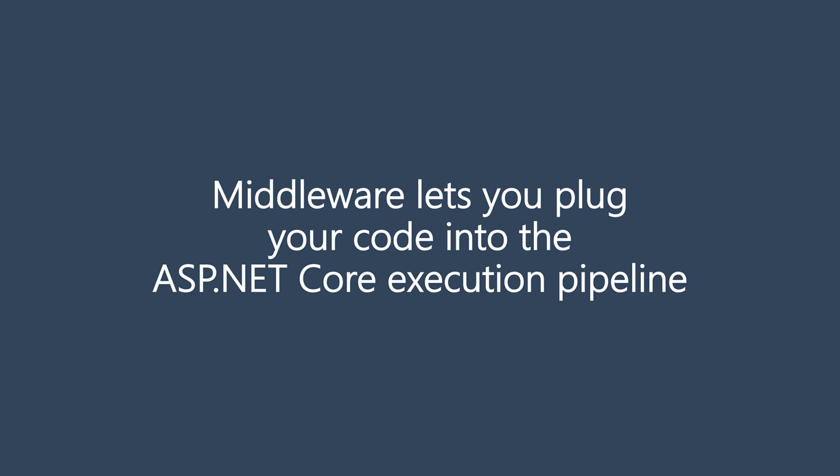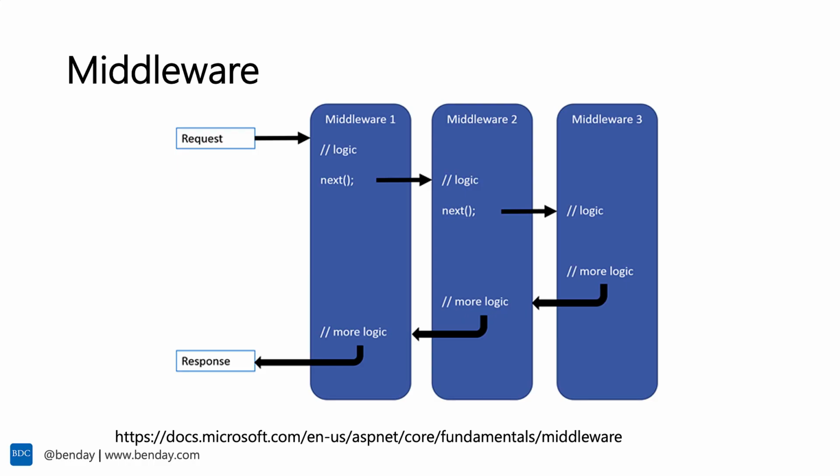Middleware is a feature of ASP.NET Core that lets you plug pieces of your code into the ASP.NET Core execution pipeline. And here's a quick image from the documentation. So a request comes in, and then we've got three pieces of middleware. The request gets pushed into middleware number 1, and it runs some logic, and when it's finished, it calls the next delegate. That hands it off to middleware 2. When it's done with its logic, it calls next. Middleware 3 runs, it does its thing, and it starts bubbling back out. And eventually, you get the HTTP response.